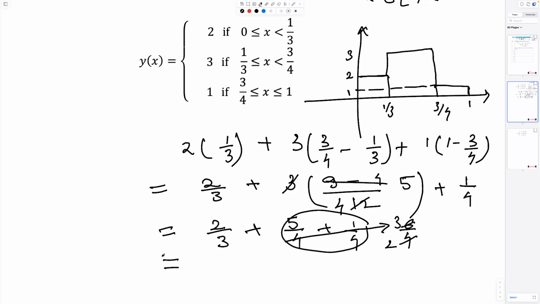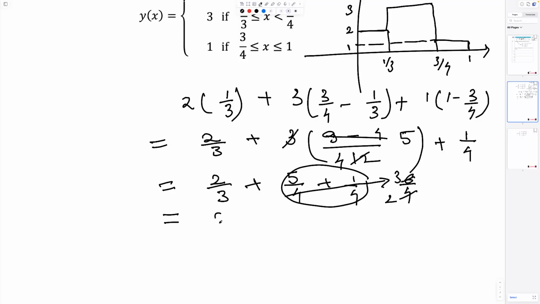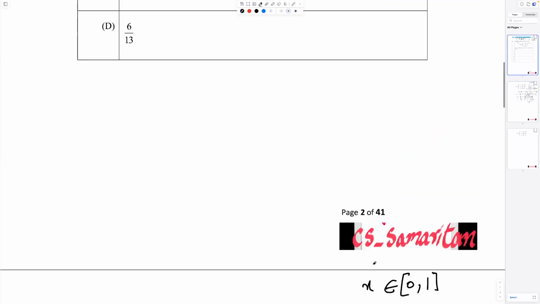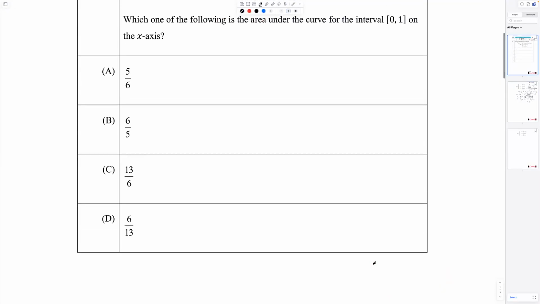So what is the simplified fraction that we get? 2 by 3 plus 3 by 2, which is basically 6, and this is 4 plus 9, that is going to give you 13 by 6. Now, is any one of the options directly matching this fraction, because this fraction cannot be further simplified, right? So 13 by 6, yes, the third option is basically your answer for this question.